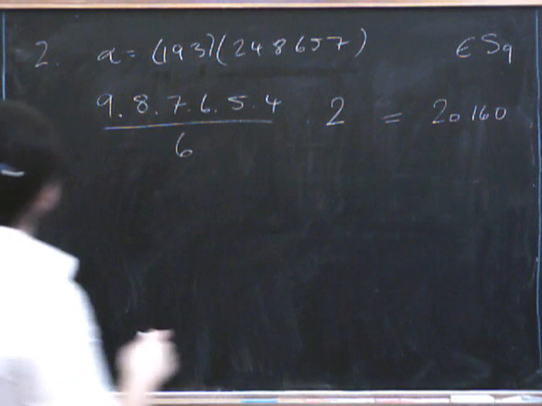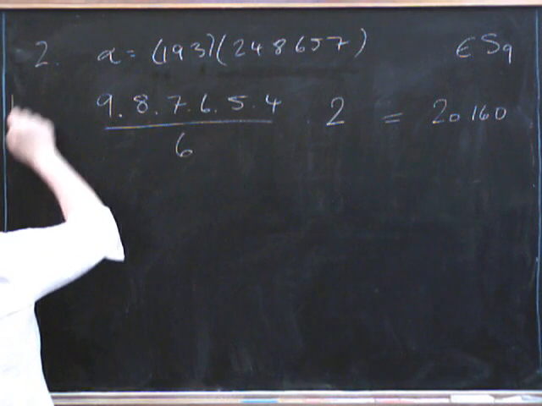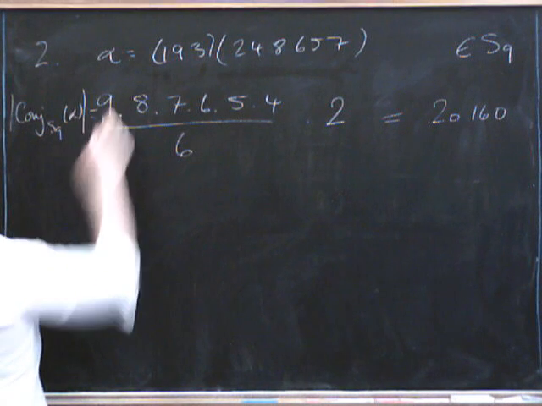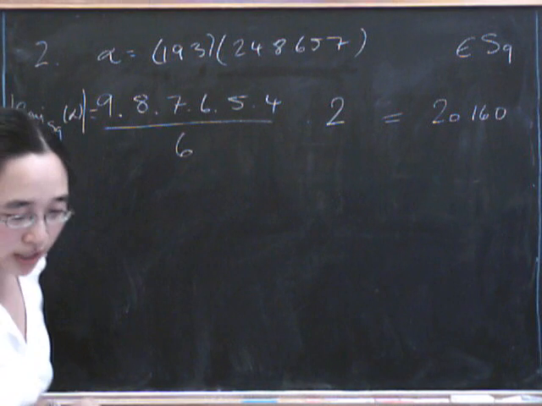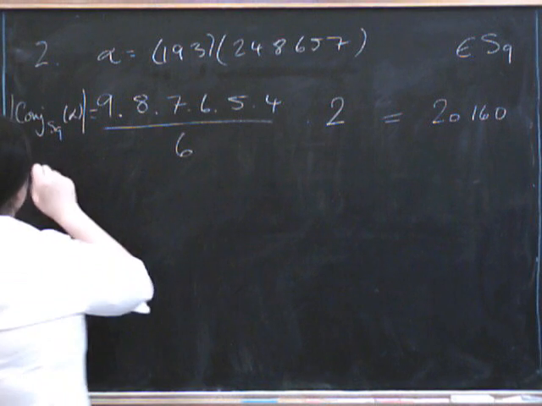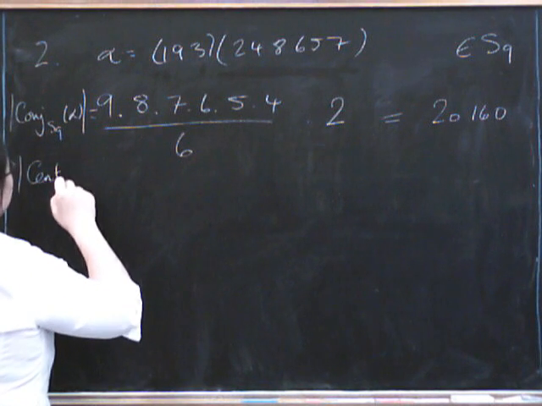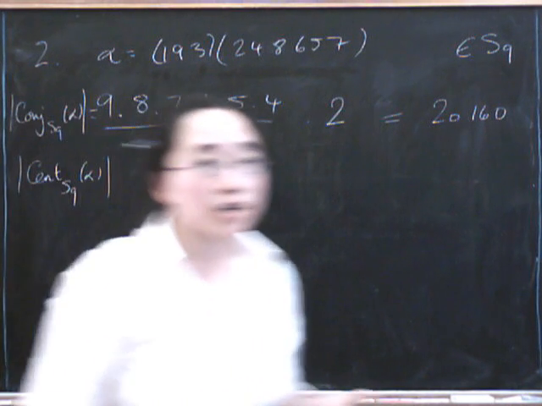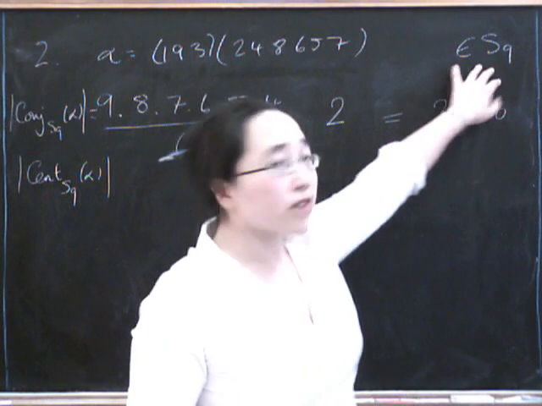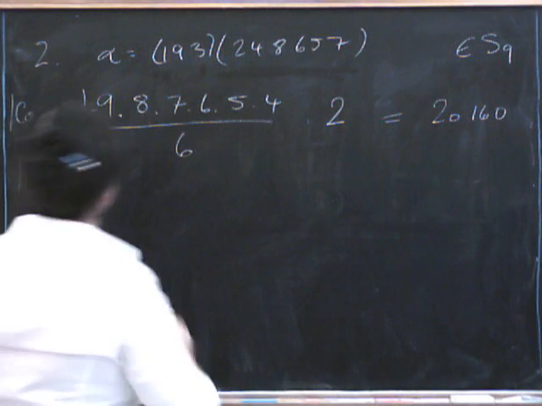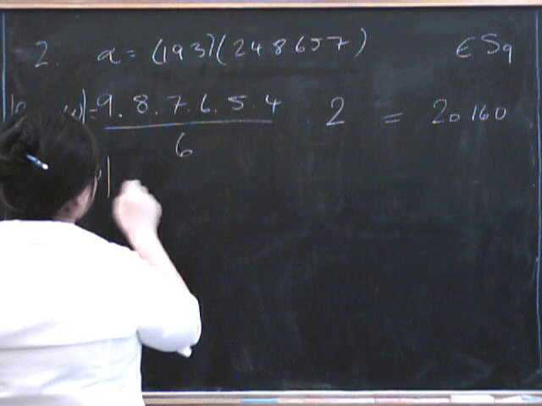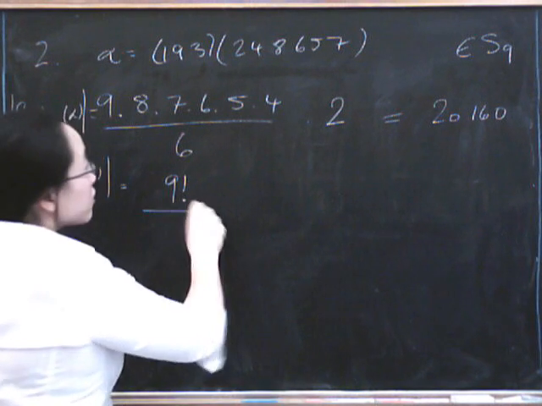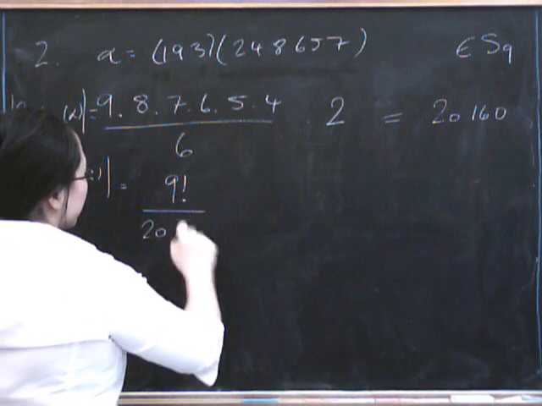Now, that's the size of the conjugacy class in S9 of alpha. To get the size of the centralizer, you've got to divide by that, because remember, by the orbit-stabilizer theorem, the size of the centralizer multiplied by the size of the conjugacy class has to equal the size of the whole group. So what's the size of the whole group? The size of the whole group is 9 factorial, and so you've got to divide it by 20,160.